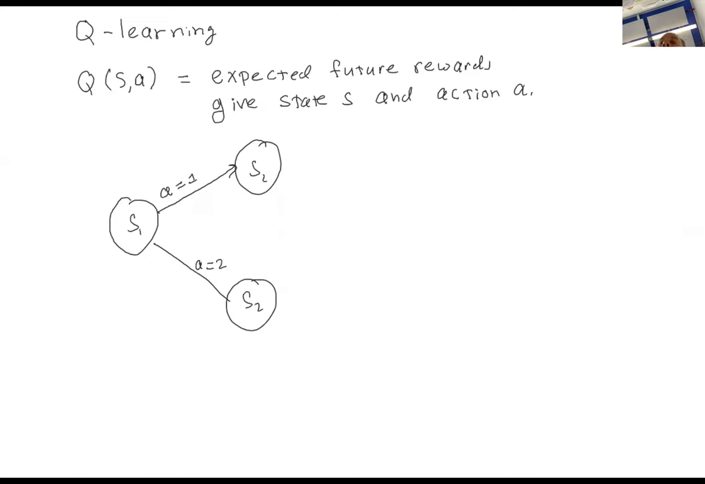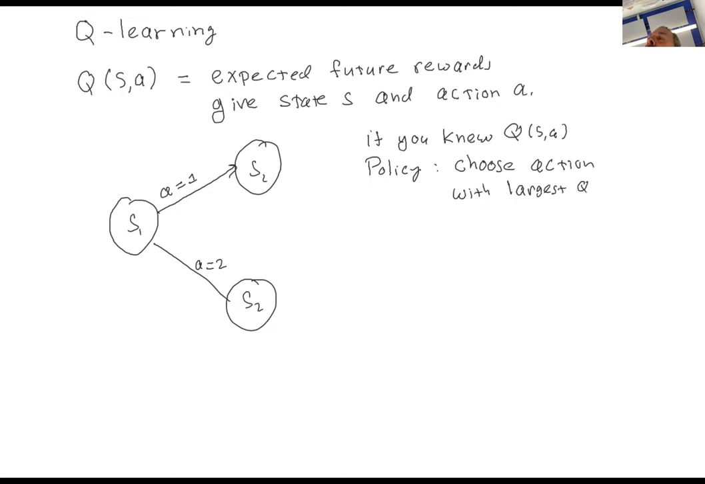And you can see why this would be an incredibly useful thing. If you really knew the true value of these things, then that gives you an automatic policy. So if you knew Q of S comma A, the policy is to choose the action with the largest Q value. Remember, there's an important qualifier: if you knew Q of S, A. But you need to learn Q, right? So Q of S, A is learned.